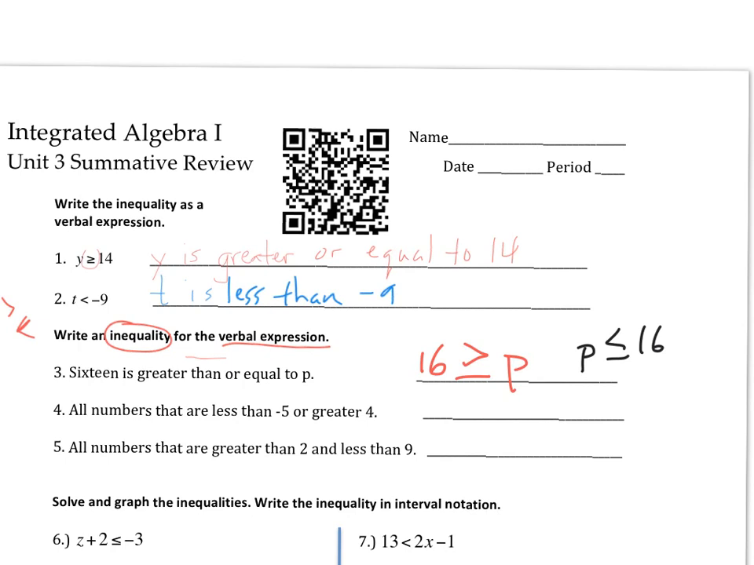All numbers, remember, all numbers just means we don't know what the numbers are, so we're going to use the term x. Less than -5 or greater than 4. I squared the word or. All or problems have just the word or right in the middle of them. So I have x less than -5, that's what the first part of it said, or x is greater than 4.